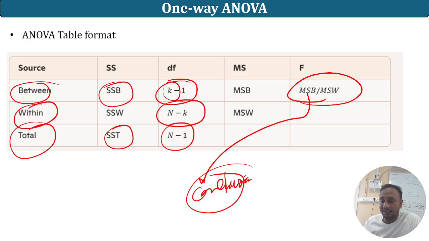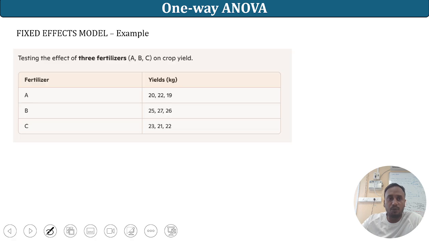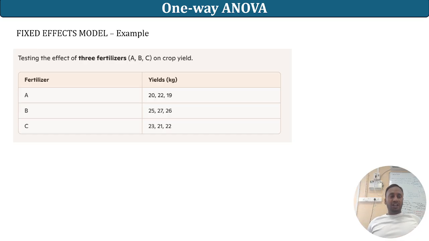I think till here it's clear. I'll solve one example actually. Till here it's clear, or shall I explain again? Yes, sir. We solved one problem. Yeah, we'll solve one problem. So now we'll go with testing the effect of tree fertilizer on a crop field. So can we go? Starting to solve the problem.